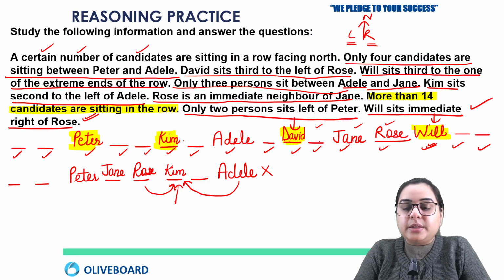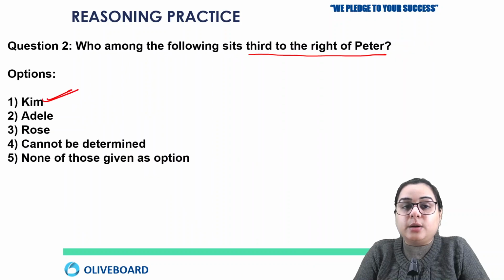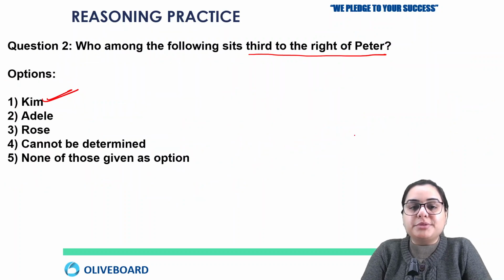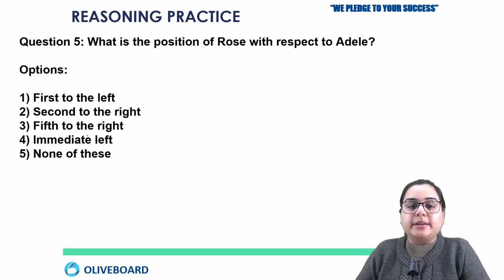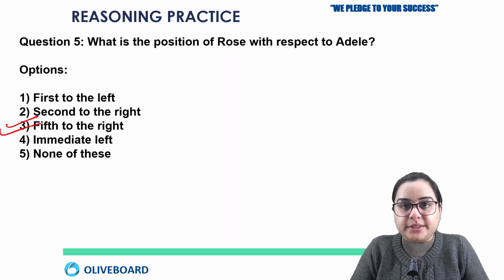Okay, right. Next question. What is the position of Rose with respect to Adele? That you have to find. So with respect to Adele, if you check, it is towards the right, on the 1, 2, 3, 4, 5th. So it is the 5th position towards the right. So here the answer will be option number 3, that is 5th to the right.